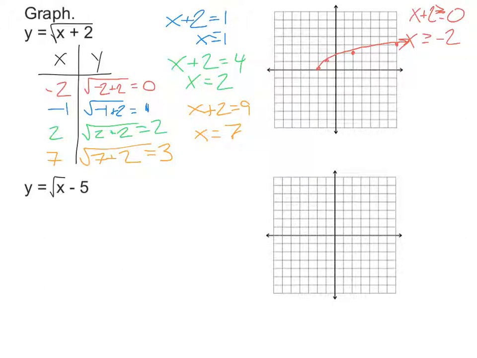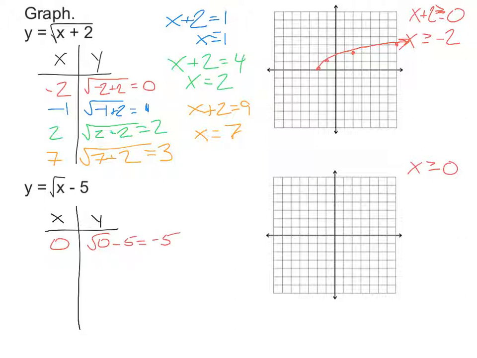Y equals the square root of x minus 5. I'll do the same thing. So if I take the square root of x minus 5, again, I just need these numbers underneath, the x, to be greater than or equal to 0. That's my domain. So I'll start with 0. And if I do the square root of 0, I get 0. But then I do minus 5 for negative 5.